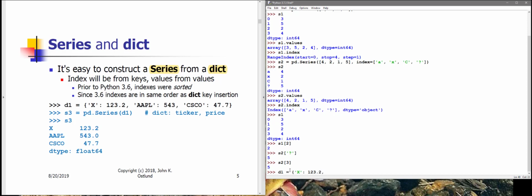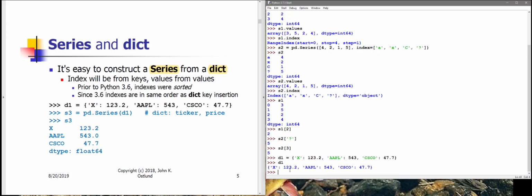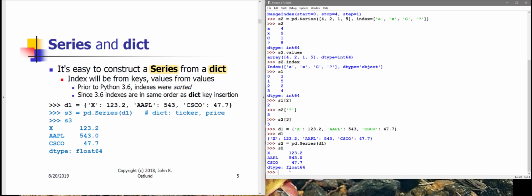I don't know how close they are to reality. X is my nod to local corporations. X is the ticker for U.S. Steel. Then we have Apple, 543. That's way too high. Cisco, 47.7. There we go. So D1 is my dictionary, and now I can very easily just say, give me a series S3 constructed from that dictionary D1. Whoops, Series. And there we are.